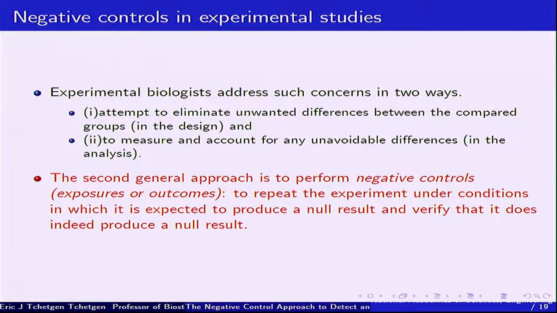The second general approach is to perform negative controls, and they come in two flavors, negative control exposures or negative control outcomes: to repeat the experiment under conditions in which it is expected to produce a null result and verify that it does indeed produce a null result. So it's very intuitive.